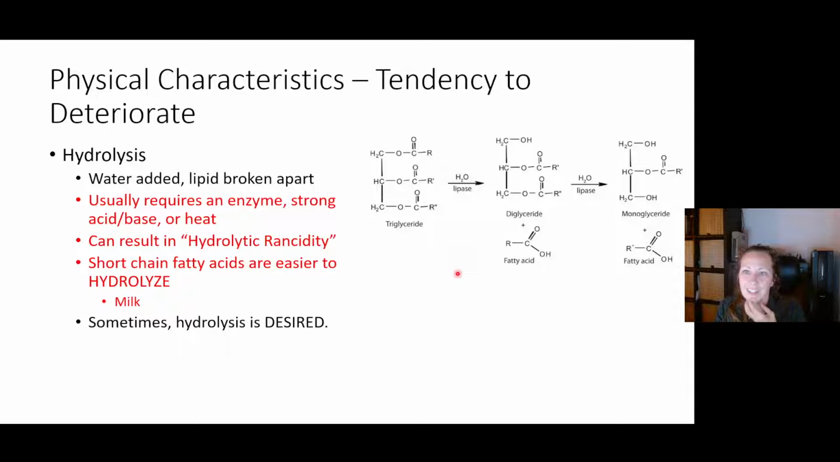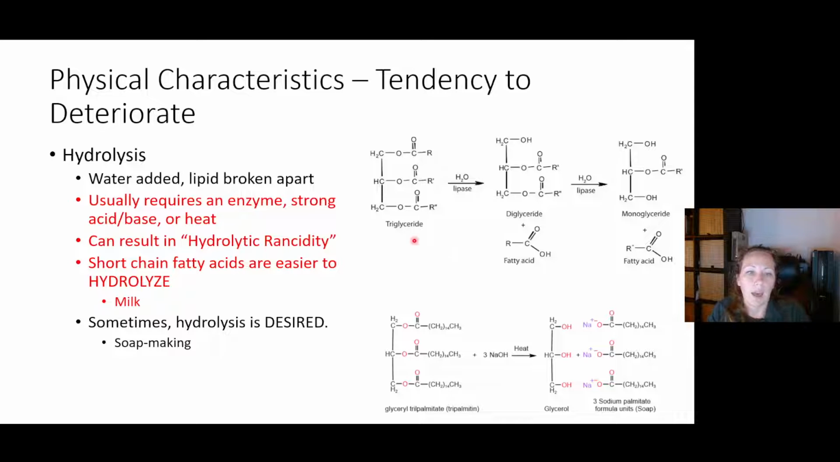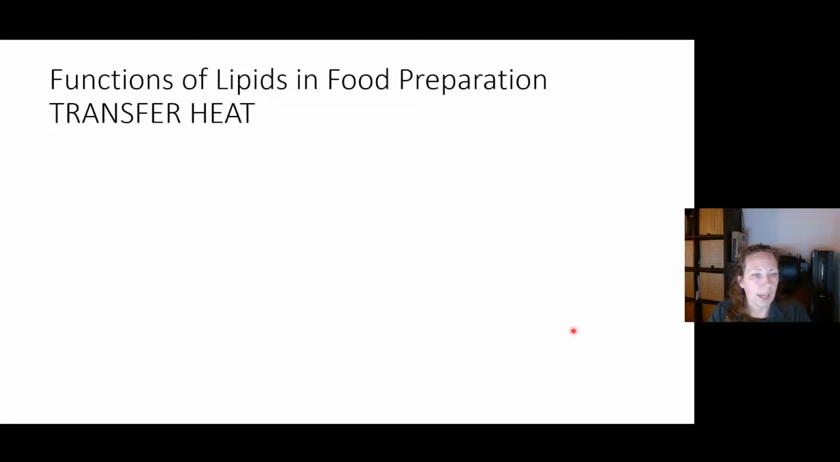Now, sometimes hydrolysis is actually desired. And the one example that I can think of is soap making. So in the process of making soap, we have a lipid. We add sodium hydroxide and heat. So we have a strong base and heat. And that causes the fatty acids to come off. And then you have the free fatty acids, and this is soap. And they're also bound to sodium. So, okay.